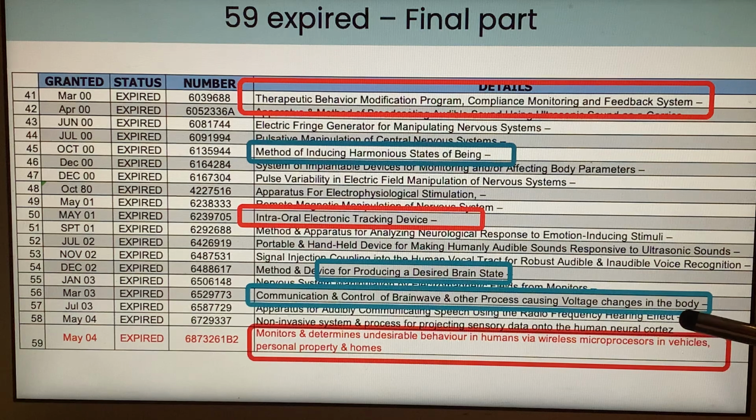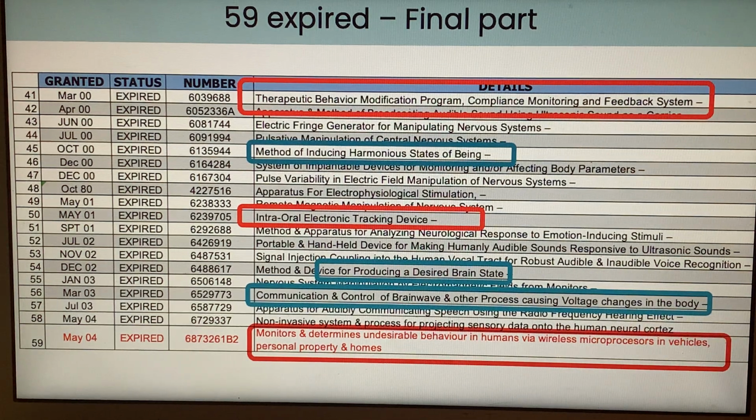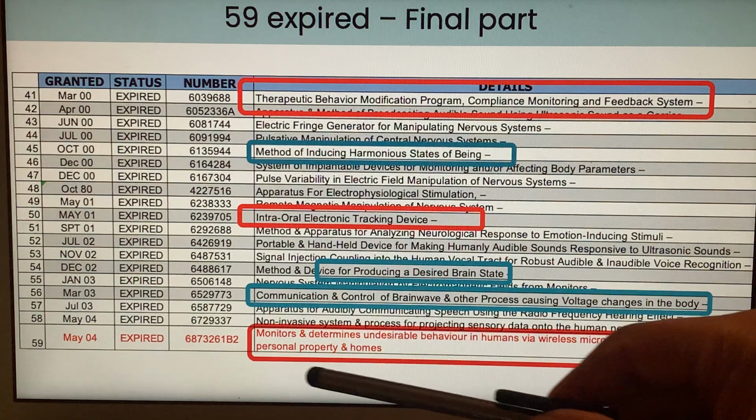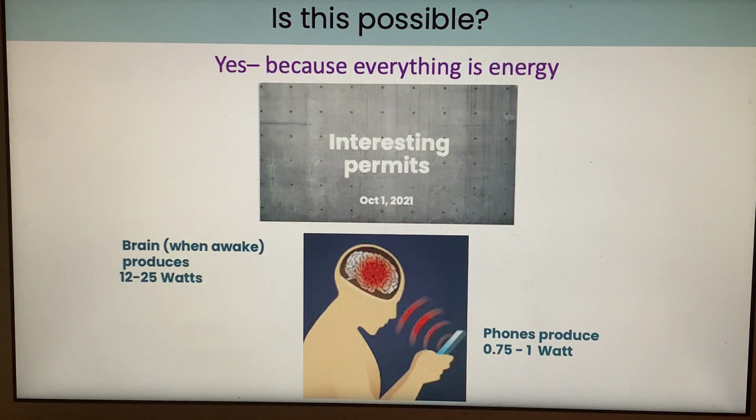Communication control of brainwave. And this one is extremely interesting because it's current, even though it's expired: monitors and determines undesirable behavior in humans via wireless microprocessors in vehicles, personal property, and homes. So first of all, who has made this list of undesirable behavior, undesirable to who and why? And then in vehicles, well, I understand every car has a computer. In homes, I understand Google Home, etc. But what is this personal property? Interesting. Is this possible? Yes.